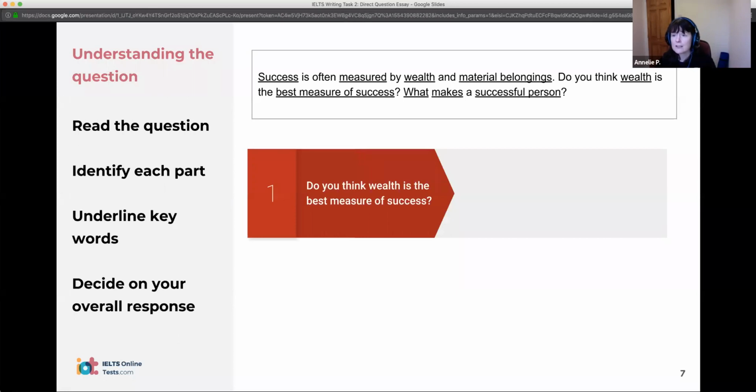First paragraph, we're going to answer the first question. So what kind of ideas would you have for that? What would you put in your plan? Do you think wealth is the best measure of success? Okay, good. So going to answer very much like a yes, no, and then maybe a little bit more detail. What kind of supporting evidence can you give for that?